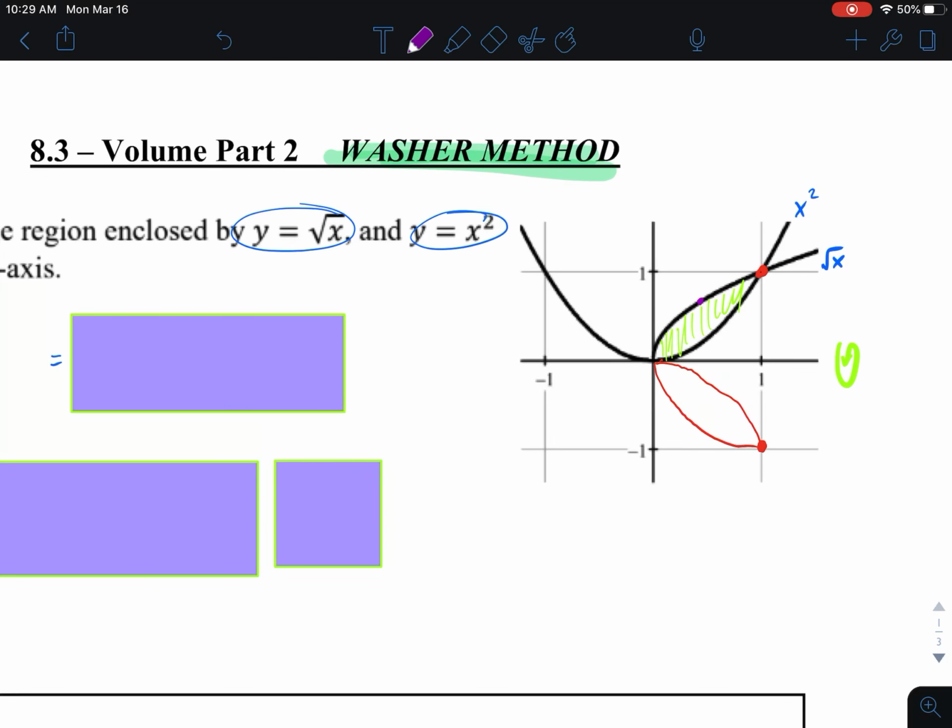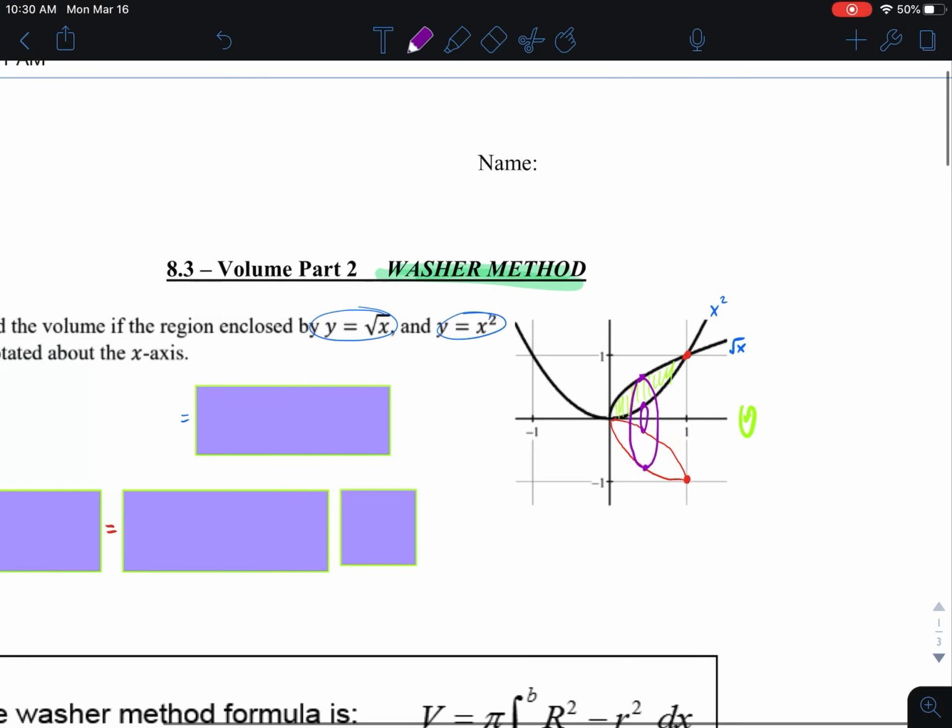This random point there, this random point here, rotate around. But now if you're looking, there's another point here and here, and this will rotate to here. So that's like a gap. You can't just use a disk because it's got a hole right in the middle. So, quick side note, if you have a disk but it has a hole right in the middle, that is called a washer, hence the washer method.